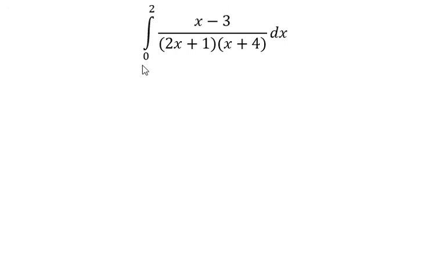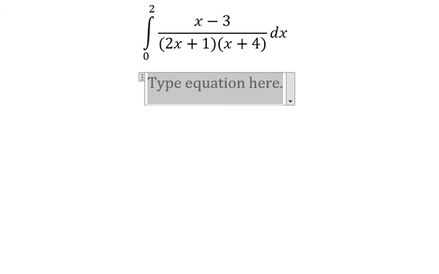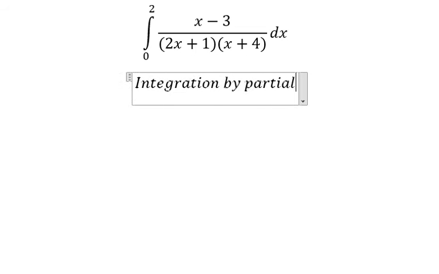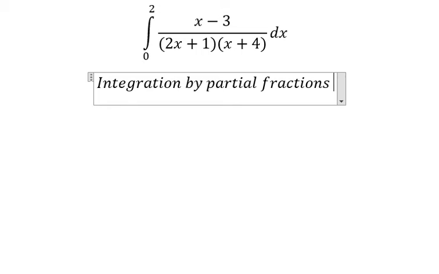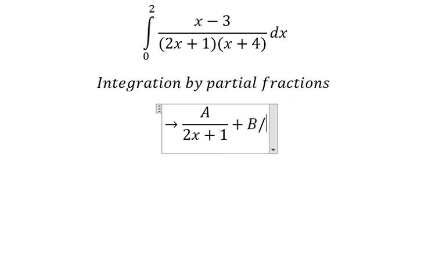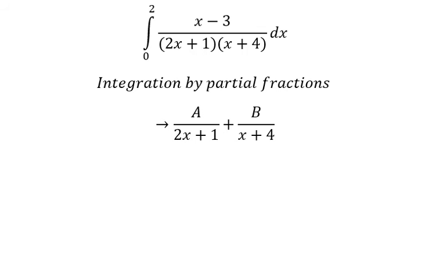The topic today is about integration. So now I will show you how to answer. We need to use integration by partial fractions. So in this situation, I need to put A over 2x plus 1 and B over x plus 4. Later, we do the common denominator.